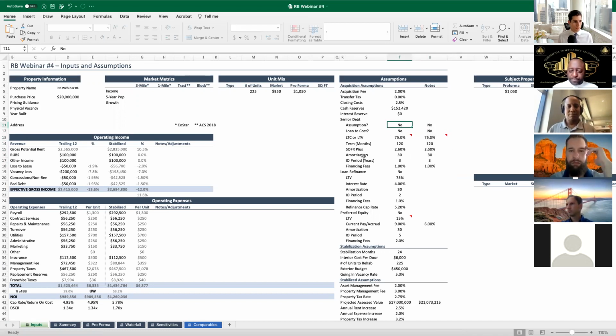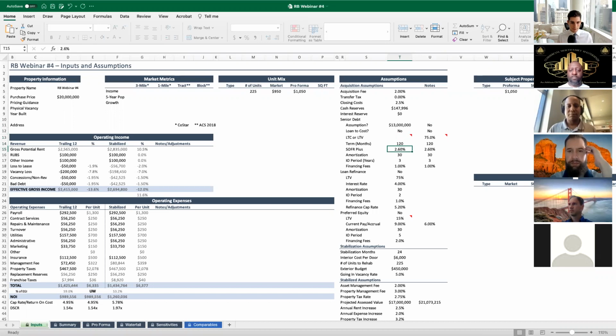And so if it's a $20 million deal, let's just say we're going to assume a current loan that's going to be somewhere around, I don't know, 65% leverage. So that's 13 million. So now we're assuming a $13 million loan. So the LTV becomes irrelevant. I can just delete it for clarity.